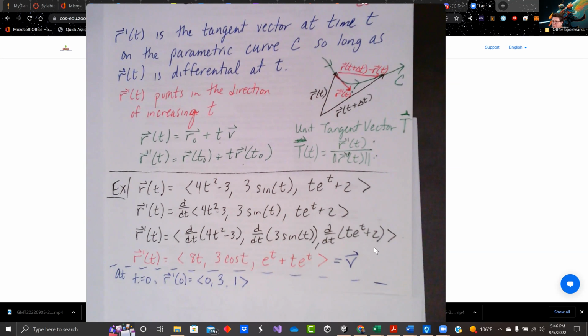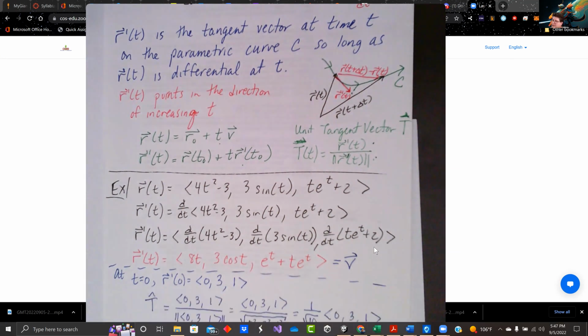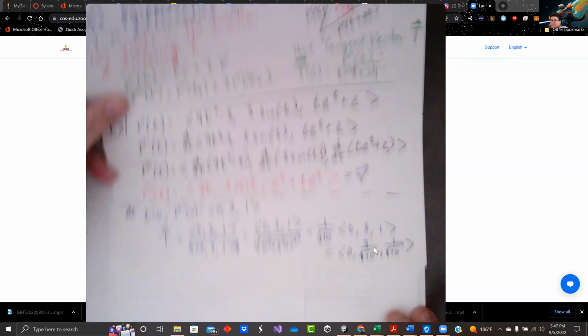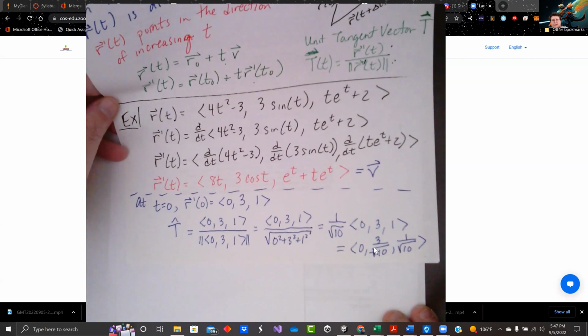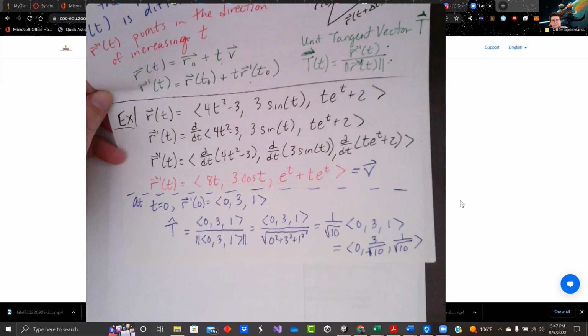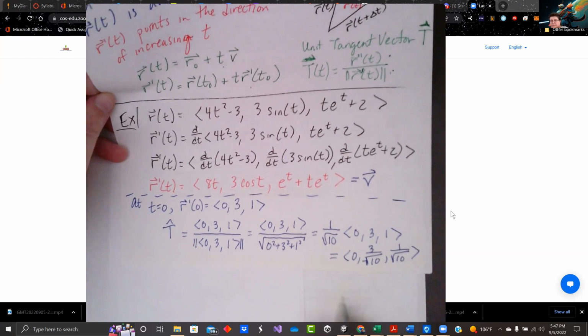At t equals 0, we can just find out what that v is. R prime at t equals 0 is 0, 3, and 1, just plugging in t equals 0 for each of them. So finding our tangent vector, we take 0, 3, 1 and divide by its magnitude. I've got 1 over root 10 times 0, 3, 1. Or I can move the root 10 inside and do it on each one.